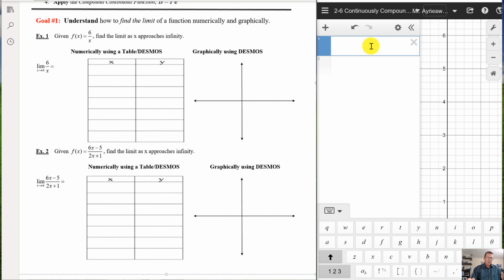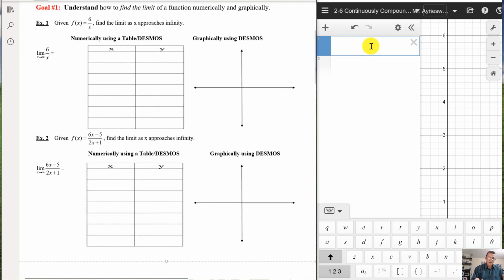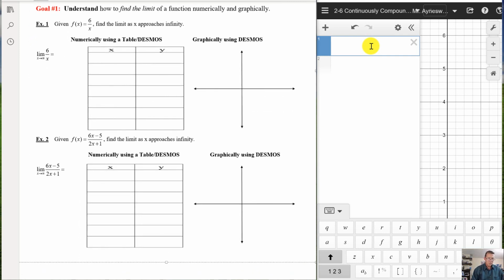The first goal is to understand how to find the limit of a function numerically and graphically. So let's give it a shot. It's the first time we've done it in the course. You might have done it in Pre-Calc, and I don't know if you've done it in Algebra 2, but here we go. Let's take a look at a simple rational function here, f of x equals 6 divided by x. And what we want to do is find the limit as x approaches infinity.